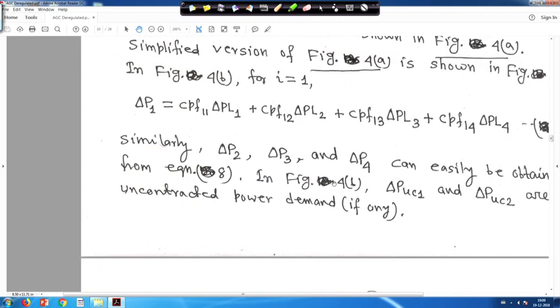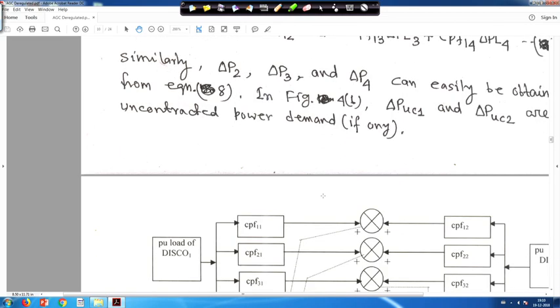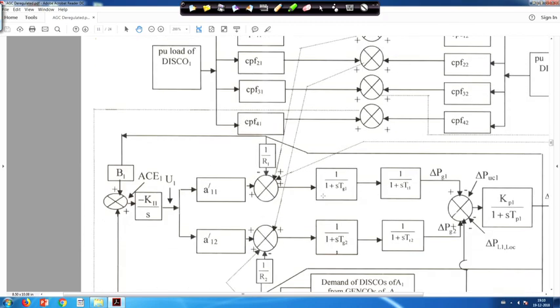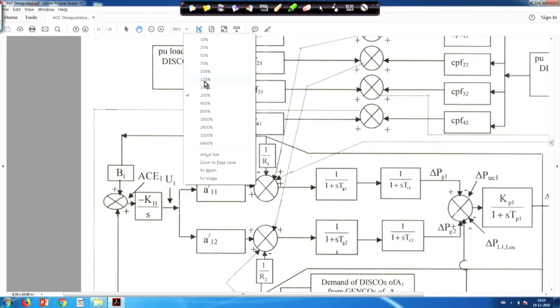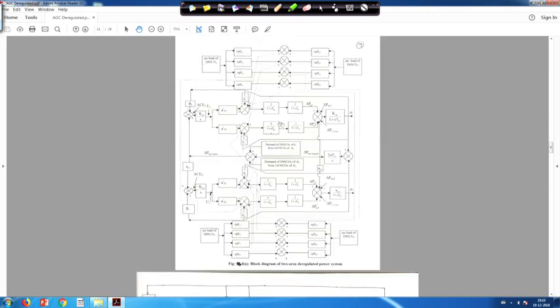And another thing is that in figure 4b, delta PUC1 and delta PUC2 are the uncontracted power demand, if any. What is uncontracted power demand? I will come to that later. I have to reduce the size of this diagram, just hold on. It will be readable for you when you read it, and you will get the notes. Unless I show the full block diagram I cannot do this, it is very big.